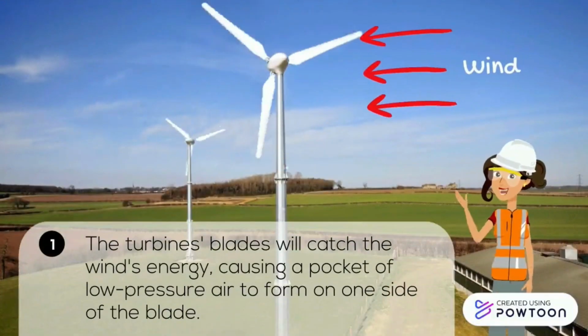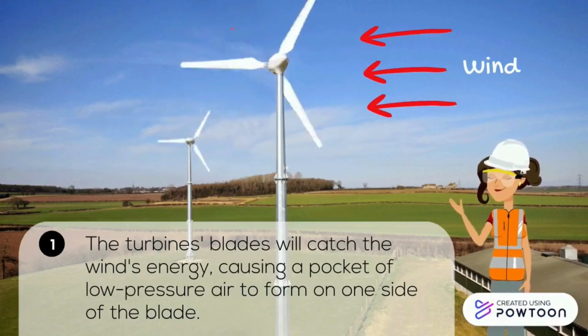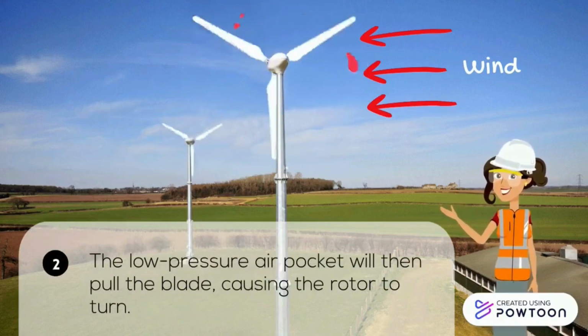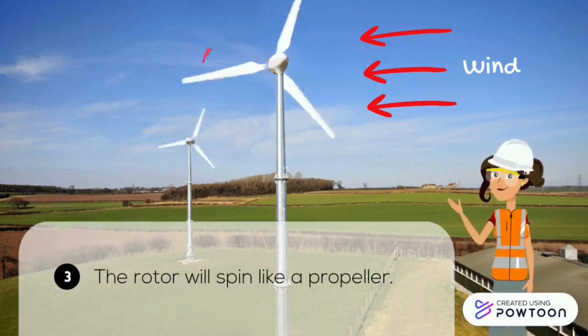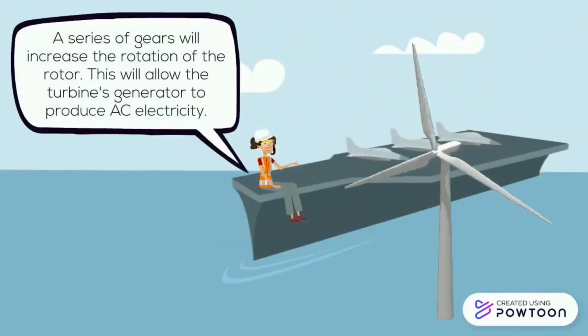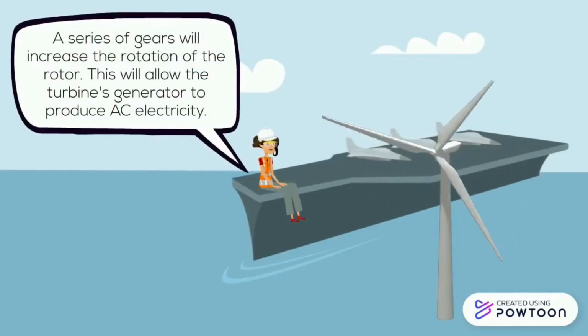The turbine's blades will catch the wind's energy, causing a pocket of low-pressure air to form on one side of the blade. The low-pressure air pocket will then pull the blade, causing the rotor to turn. The rotor will spin like a propeller. A series of gears will increase the rotation of the rotor. This will allow the turbine generator to produce AC electricity.